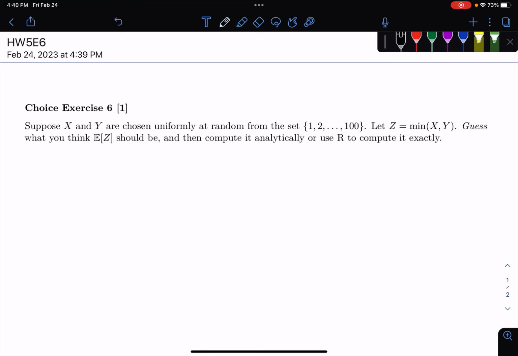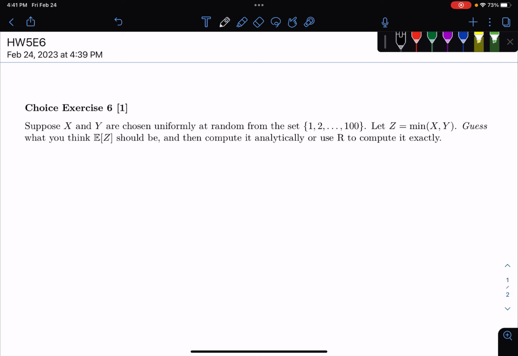Homework 5, exercise 6. I like this one, so I want to spend some time on it because I think this has some really nice mathematical principles in there. We're going to suppose that x and y are chosen uniformly at random from the set 1, 2, up to 100. And we're going to have z be the minimum of x and y. We're going to think about what we think the expected value of z should be.